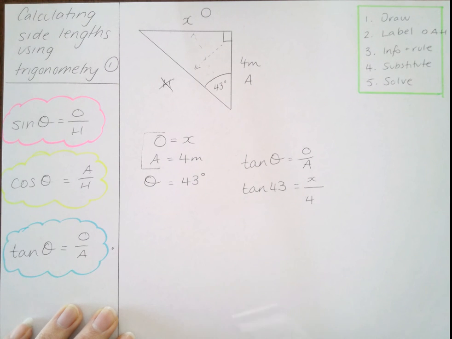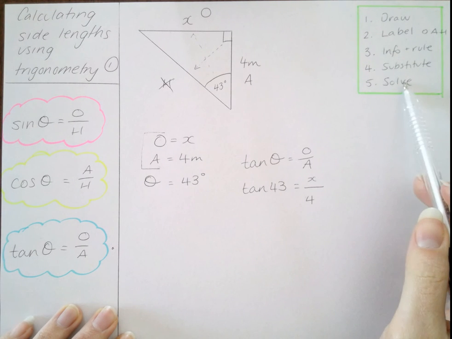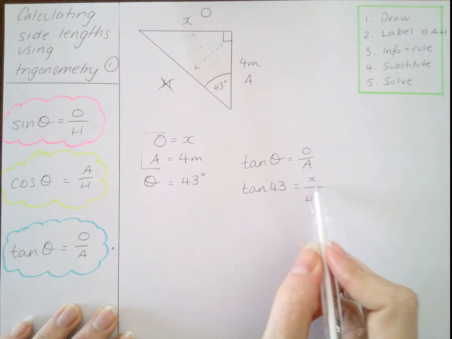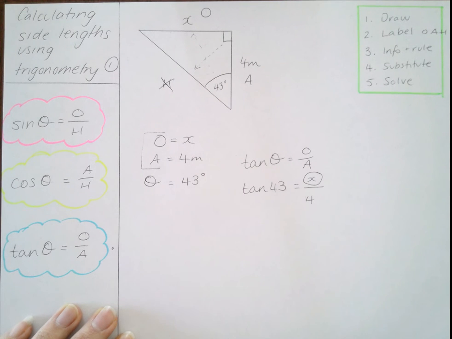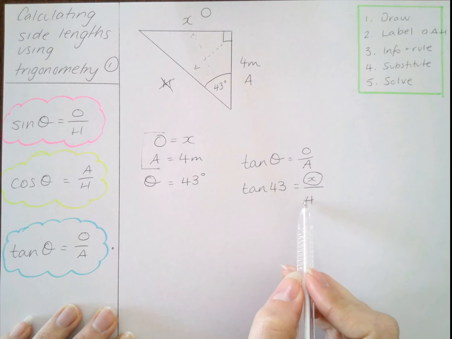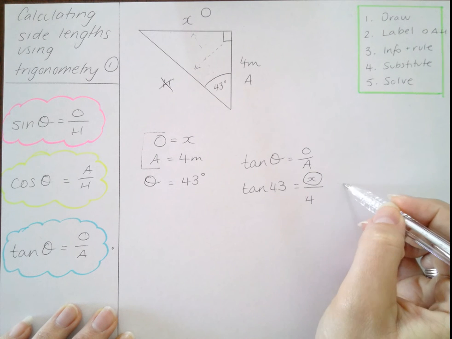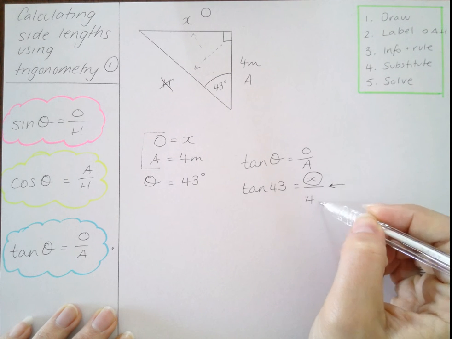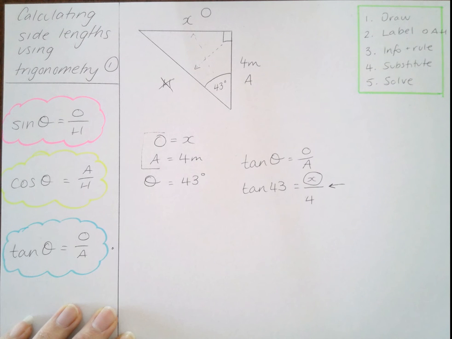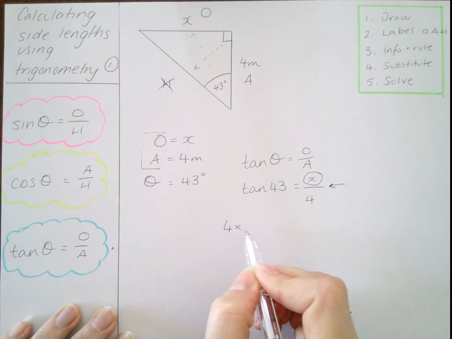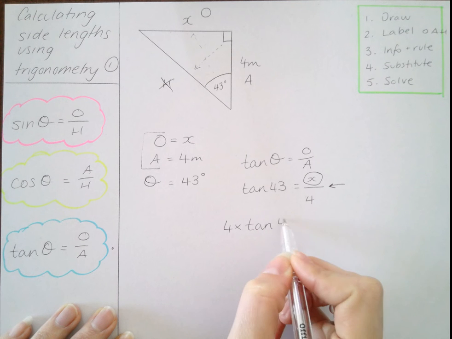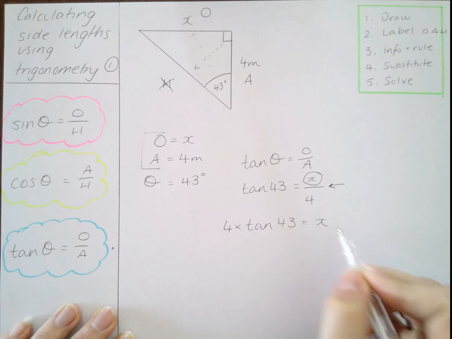Now we need to rearrange and solve it, right, to get to the end of it. We now need to say, right, X needs to be on its own because that's the unknown we are trying to find. So we need to rearrange and get this 4 to the other side. If on this side it is divide 4, then algebraically to cancel it out, on the other side we need to times 4. So it will be 4 times tan of 43 equals X.